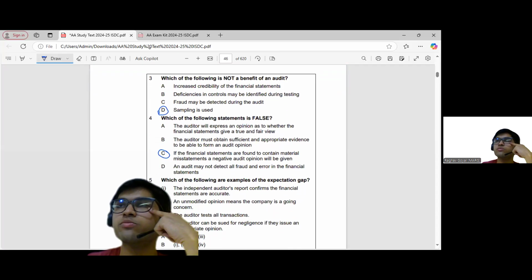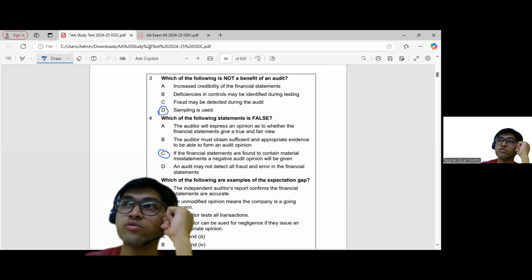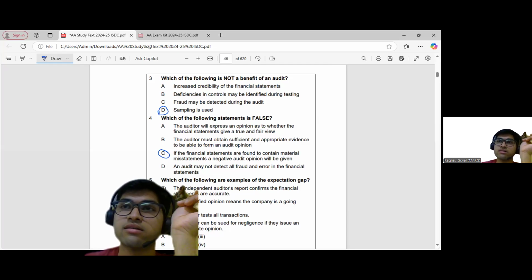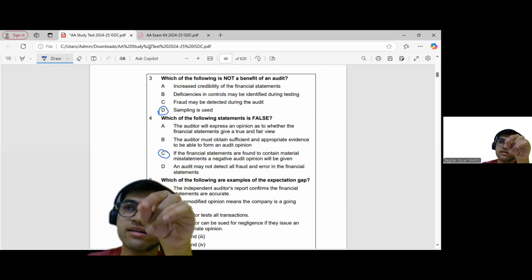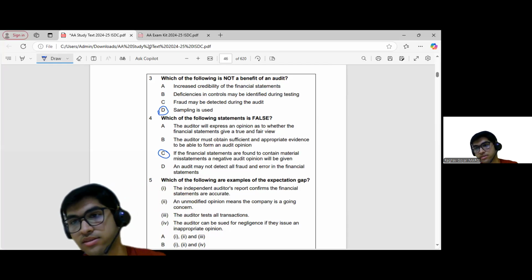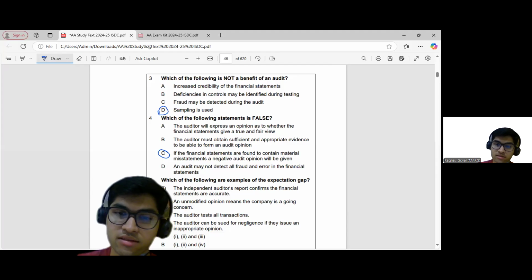A negative audit opinion will not be given. The audit opinion is in different forms. It's qualified, unqualified. A negative audit opinion is also given where there is no material misstatement found, if you remember correctly. Negatively worded opinion, nothing has come to our light. So that also means that the audit opinion is still unqualified only, that there are no misstatements, but it is negatively worded. So that's a trick point.